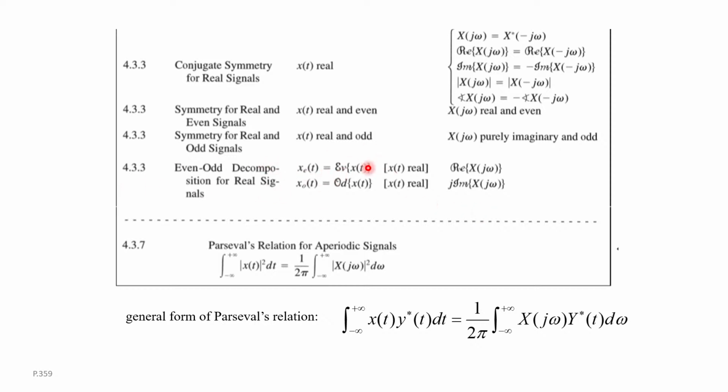So if your x is real, then because the real part is even and the imaginary part is odd, the even part of x will correspond to the real part of the Fourier transform, and the odd part of x will correspond to the imaginary part of the Fourier transform. And we have Parseval's relationship, which is energy in the x domain equal to energy in the frequency domain divided by 2π.